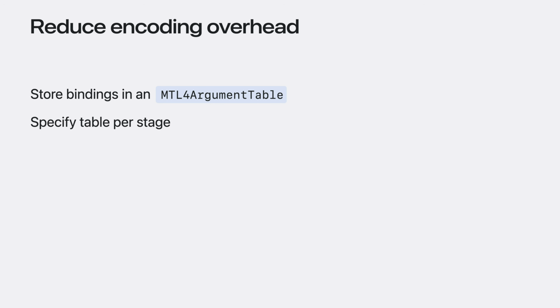Argument tables are specified for each stage on an encoder but can be shared across stages. You create tables with a size based on the bind points that your application needs. For example, in the bindless case, the argument table just needs one buffer binding. The GPU also needs to be able to access all of these resources.